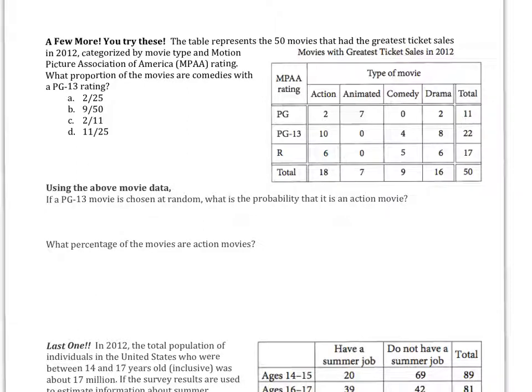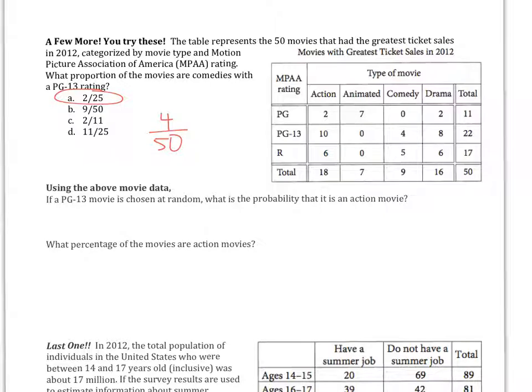So for the first one, what proportion of the movies are comedies with a PG-13 rating? Are we looking at all the movies or only a subset? All the movies. So out of all 50 movies, how many of them are comedies with PG-13? 4 of them. That simplifies to 2 out of 25.